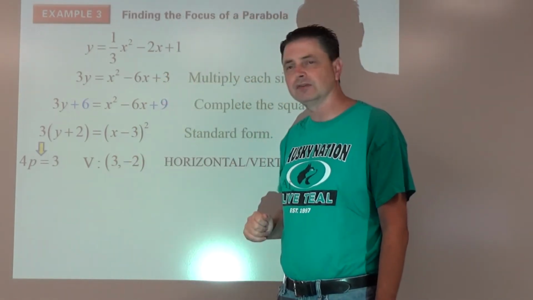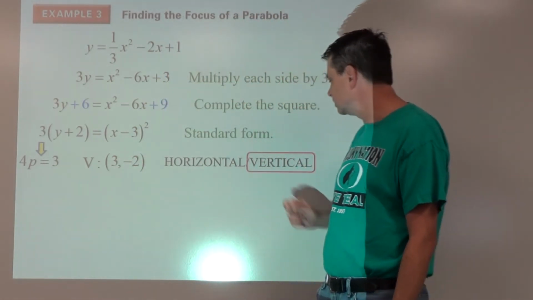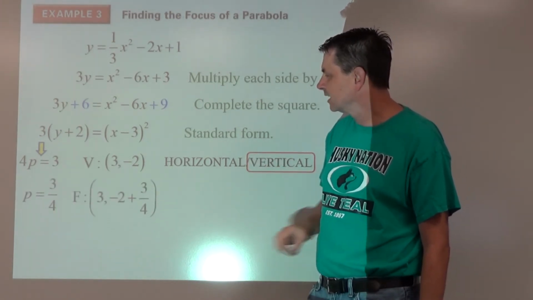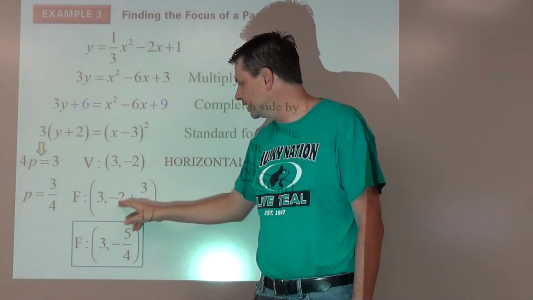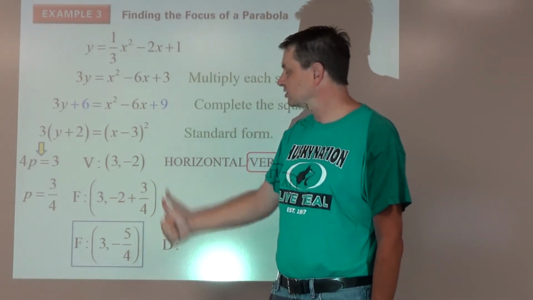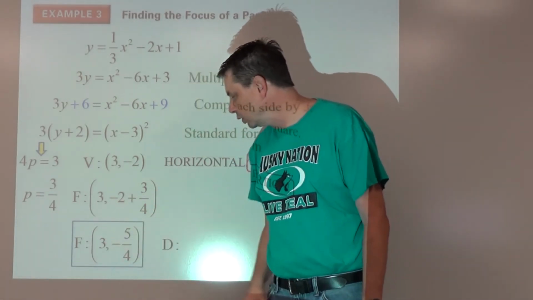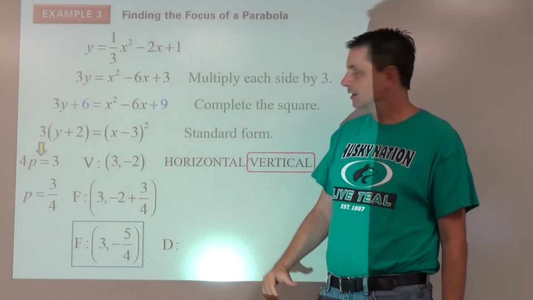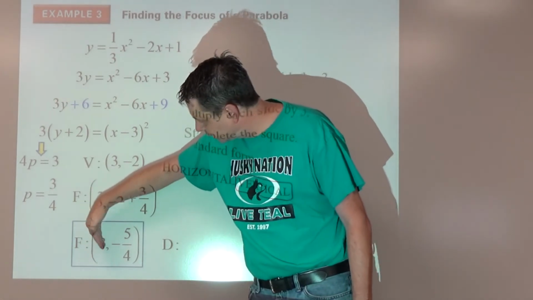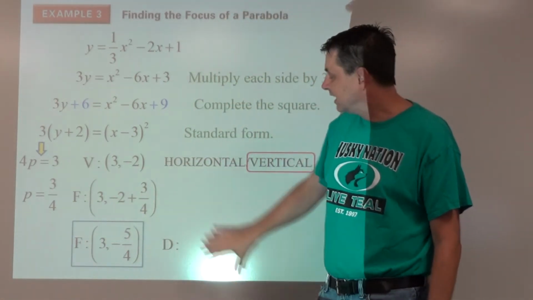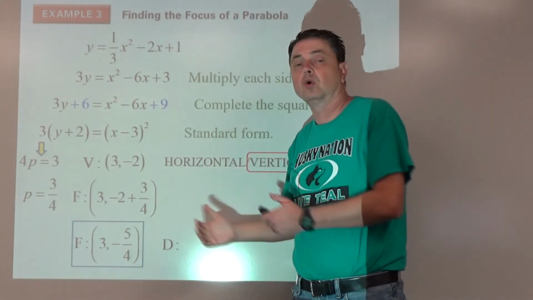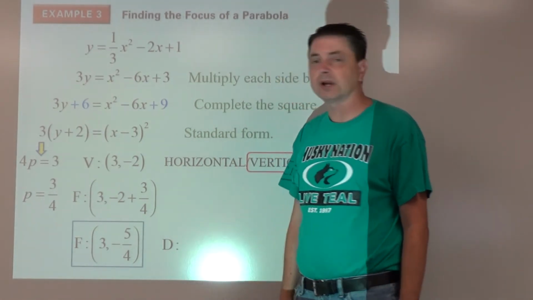P is 3/4. So I know my vertex is 3, -2, and from there, I want to go up 3/4 from 3, -2, and that's going to take me to, because this is vertical, it's going to take me to 3, -2 plus 3/4, because I'm going up, which means my focus is at 3, -5/4. Now, it didn't ask for it, but what if we needed to instead, or also, find the directrix?